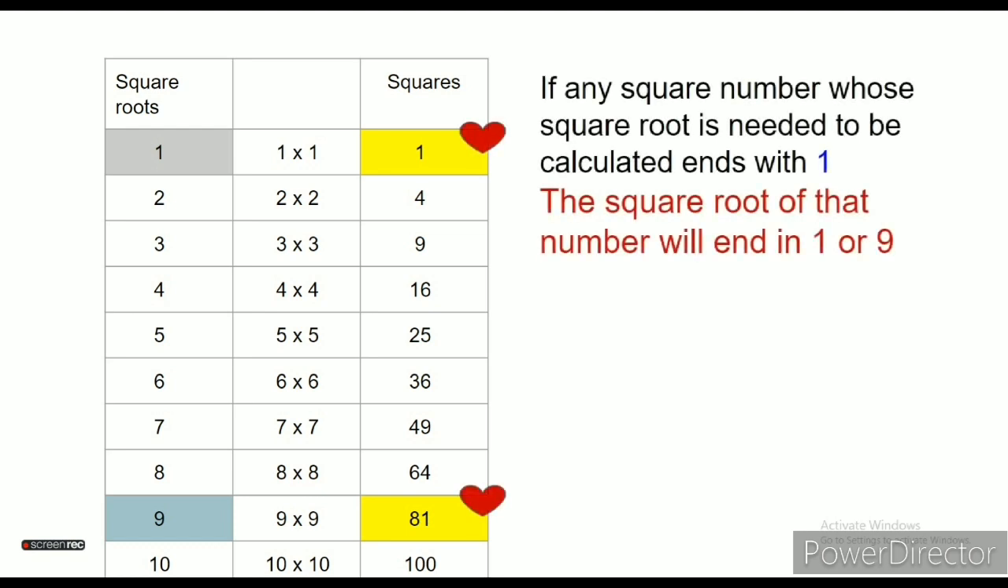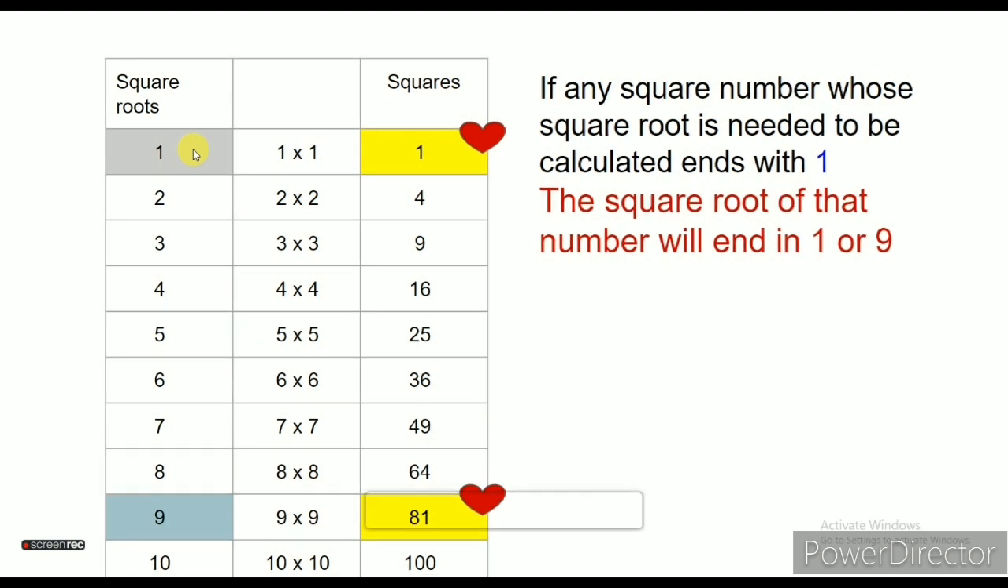Observe this table. This table indicates that if any square number whose square root is needed to be calculated ends with 1, the square root of that number will end in 1 or 9.